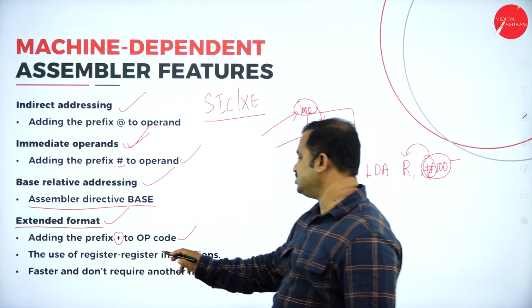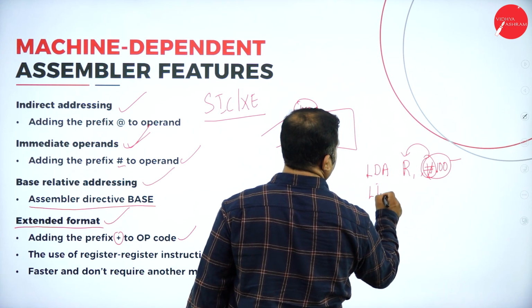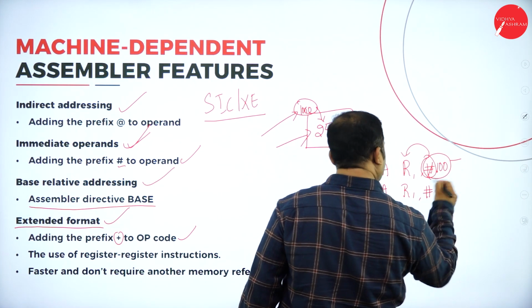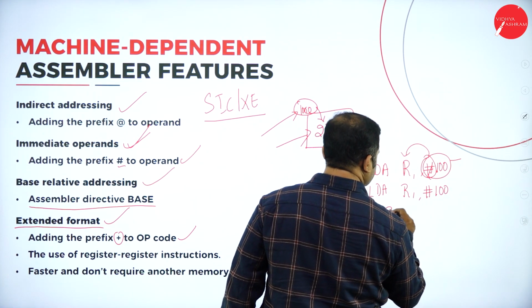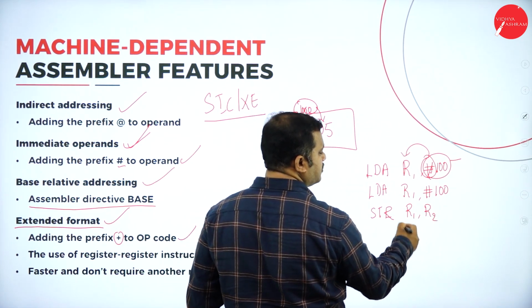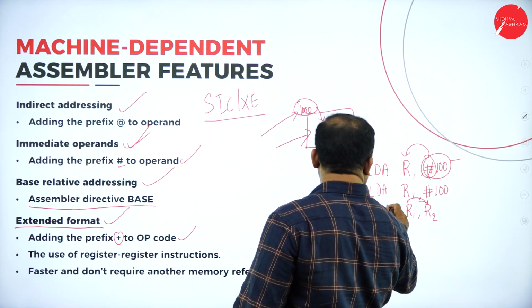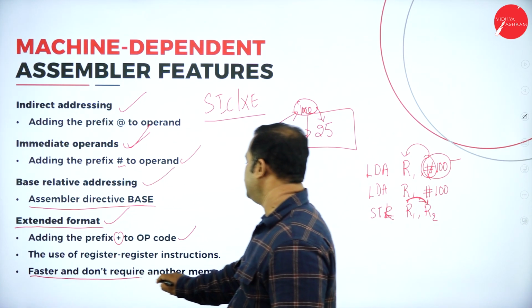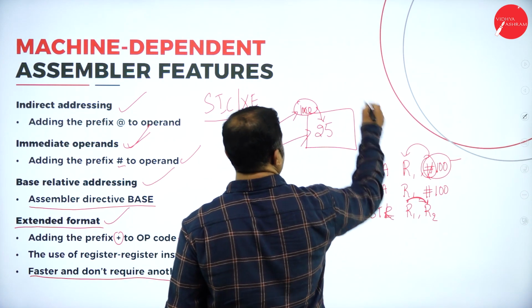Then the use of register instructions is also possible. Instead of LDA R1, #100, now I will use STL R1, R2. So register operations are happening here. R1 to R2, the value is stored. This is faster and doesn't require another memory reference. That is similar to the one which we have already obtained in the SIC format.